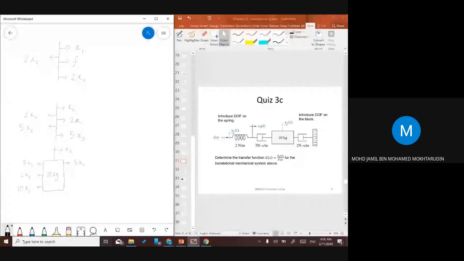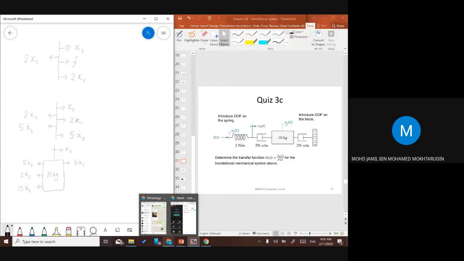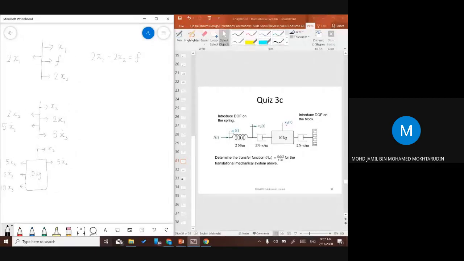Okay, now you can write in terms of matrix or equation of motion. Okay. So here becomes 2x1 minus 2x2 equals F. Okay, so boleh tulis terus in frequency response. Okay, tadi ni dua markah, okay, dua markah.